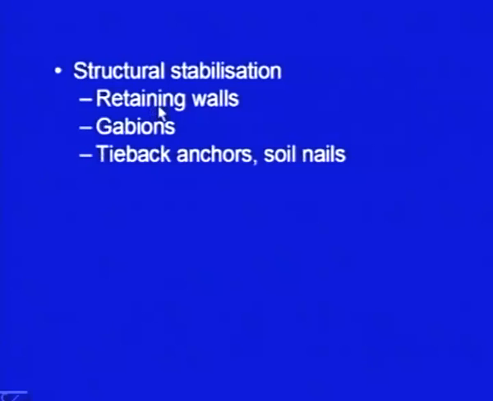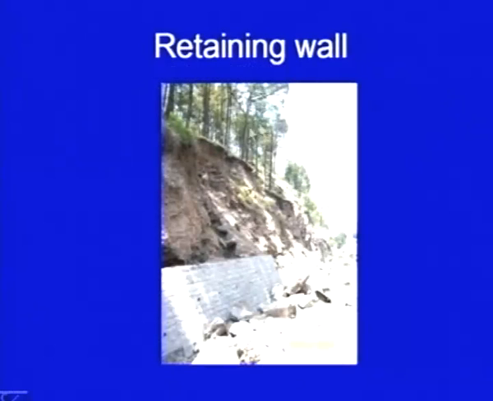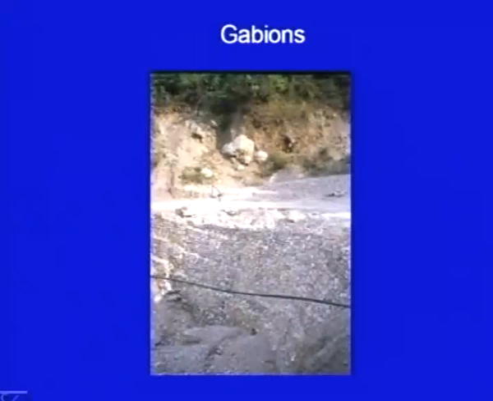Then you can use structural stabilization. Here retaining walls can be used, gabions can be used, tie-back anchors and soil nails can be used. They can be properly designed. Here is an example. This is a slope which has a retaining wall. This is the road on the side, and this retaining wall is still under construction, and it is being constructed to retain this slope.